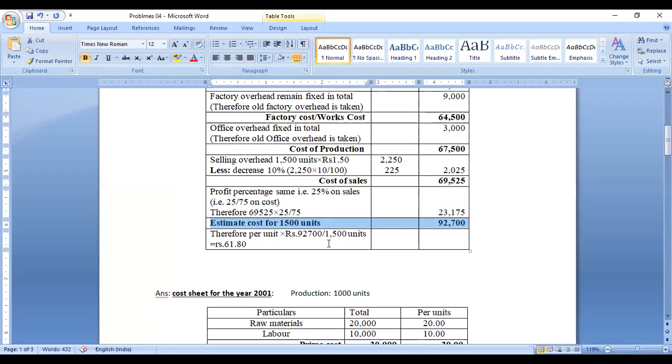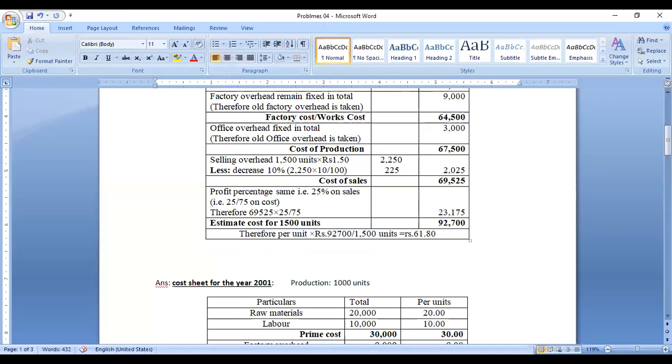So then what is the cost per unit? So then we can multiply cost per unit. This column is not required. Okay. Then we can calculate this cost per unit at the end itself, that is 61.80. This is the cost for the product.